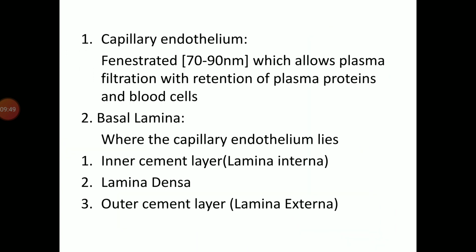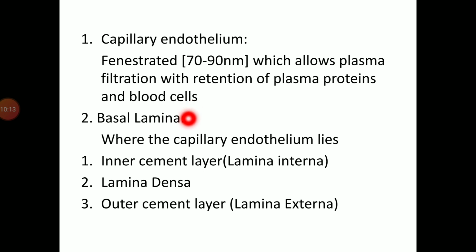So all these things are summarized over here in this slide. You can see the first layer of the glomerular membrane through which the blood has to be filtered is the capillary endothelium, in which the endothelium is fenestrated with a gap of 70 to 90 nanometer, which allows plasma filtration but with the retention of the plasma proteins and the blood cells.